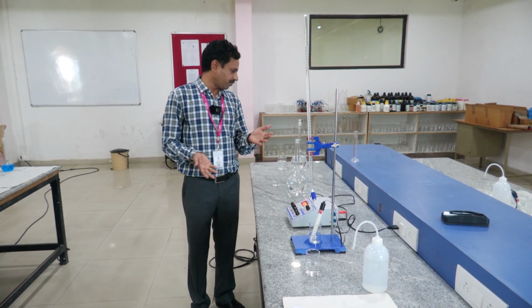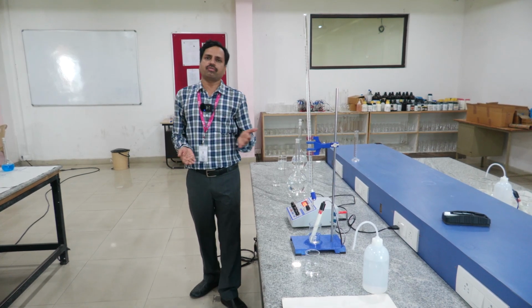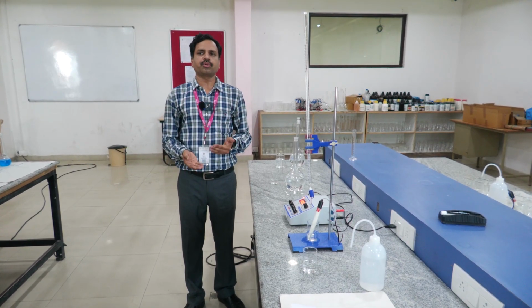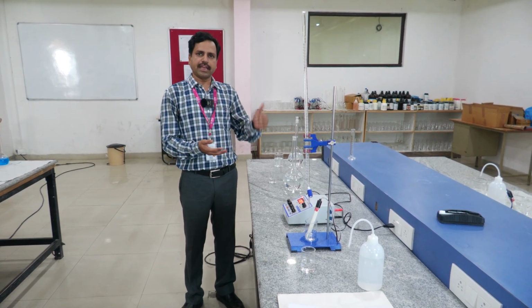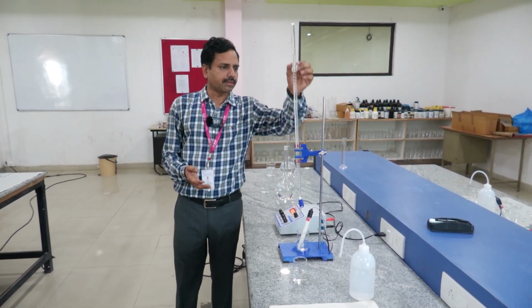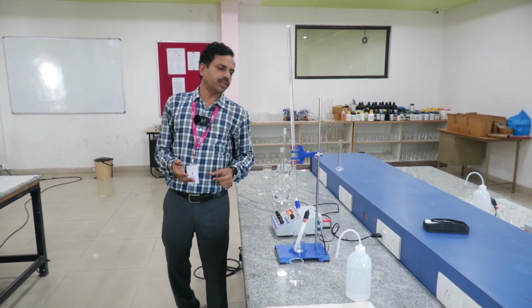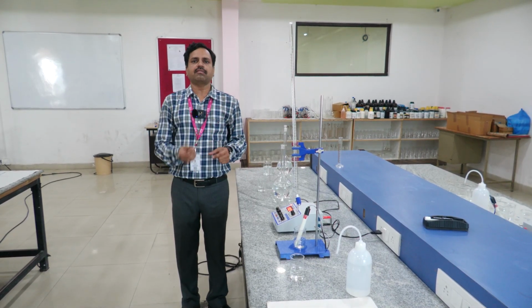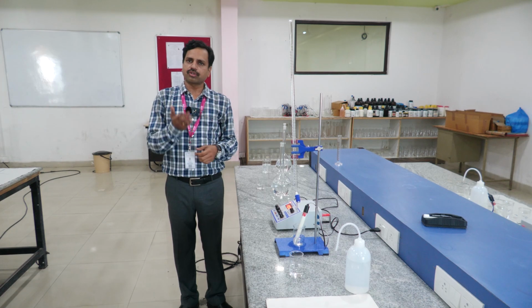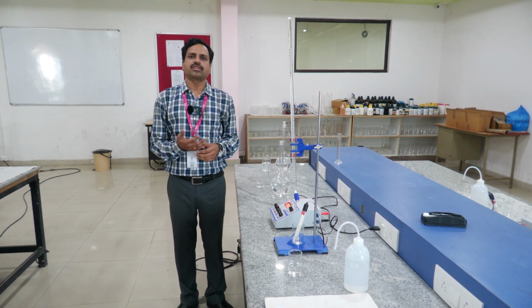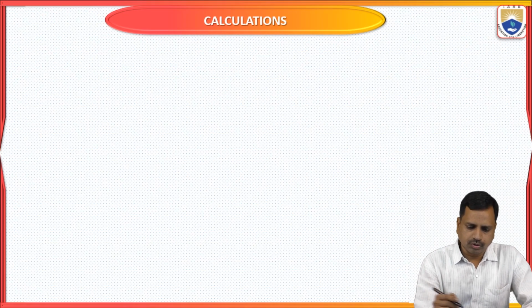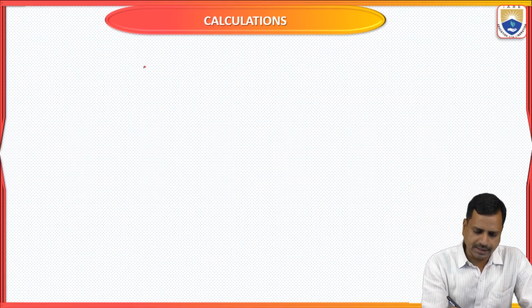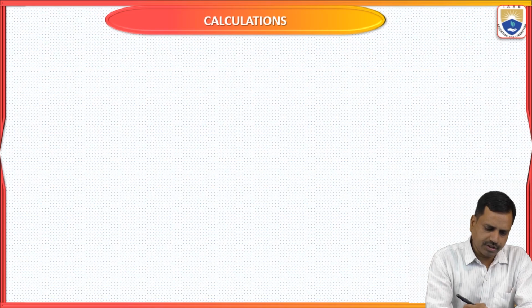N1 is the normality of NaOH, which we have calculated, and N2 is the normality of HCl, which we have to determine. V1 is the volume of NaOH, which we get from the burette reading, and V2 is the volume of HCl, which we calculate from the graph. From this we can calculate the strength of HCl. So how will you calculate?